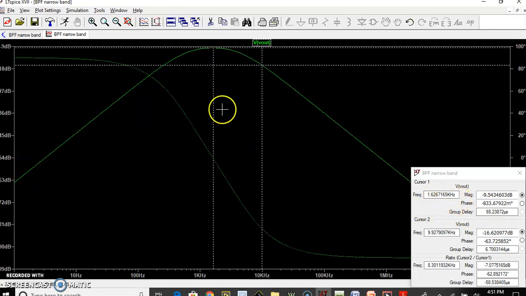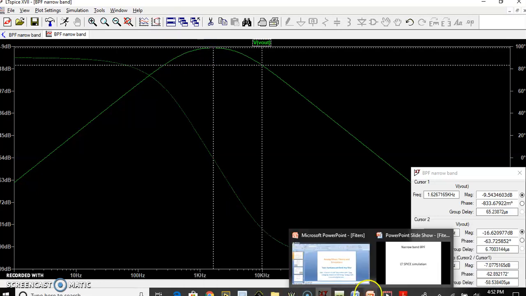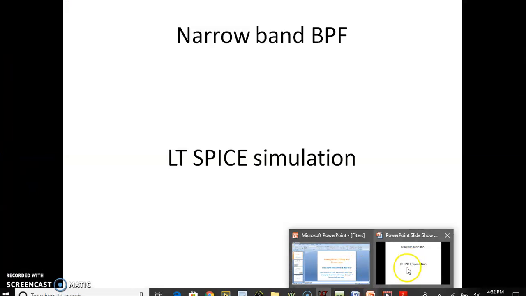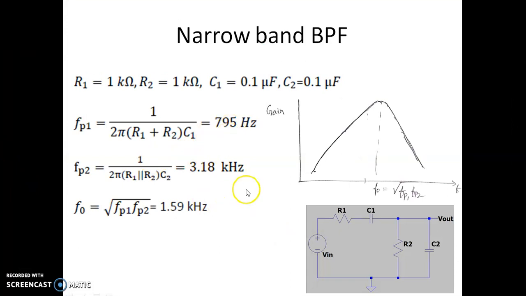So this way, we are able to find out the center frequency of a narrow band pass filter, whose center frequency is the square root of the two corner frequencies. One is at 795 Hz and the other is at 3.12 kilohertz. So that's what we saw in this. Okay, these are the two frequencies.